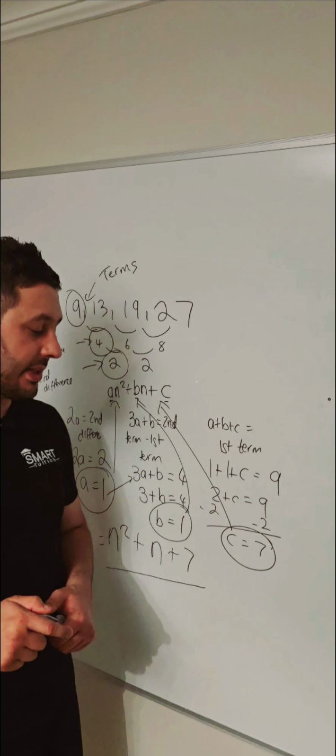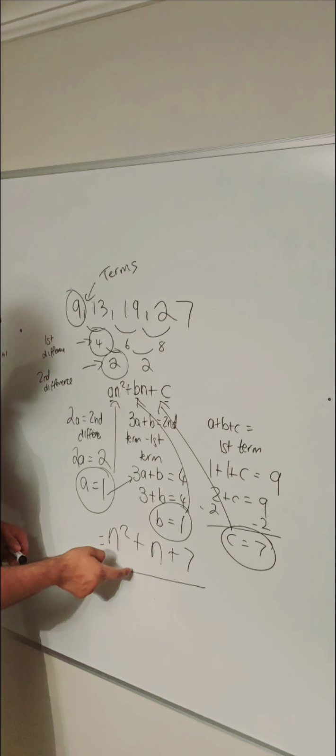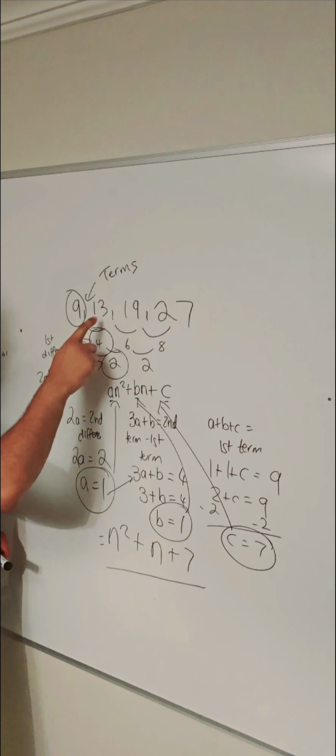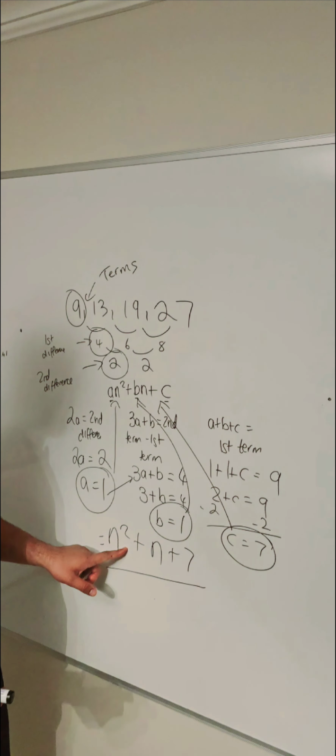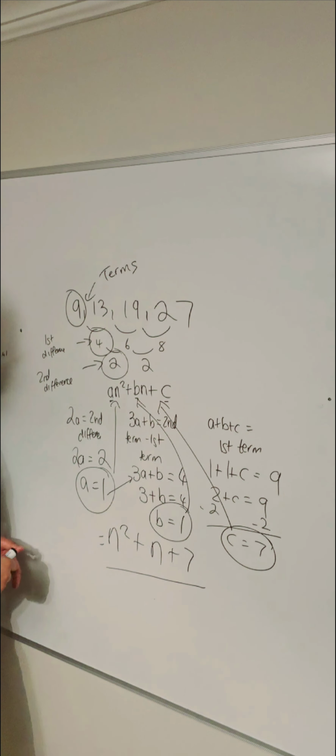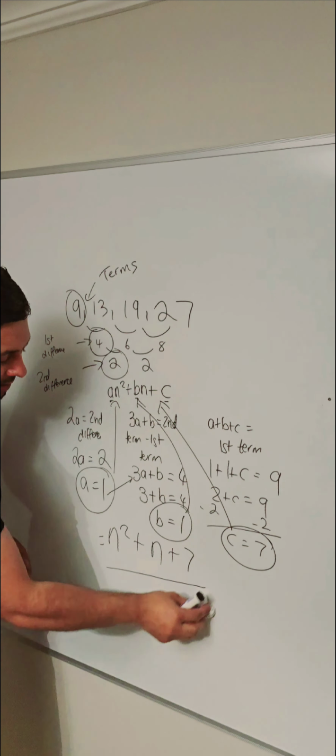But what you really should do at this stage is check to see if the nth term works. So if I replace n with 2, I should get a final answer of 13. 2 squared is 4. Okay, 4 plus 2 is 6. And 6 plus 7 is equal to 13. It works perfectly fine.